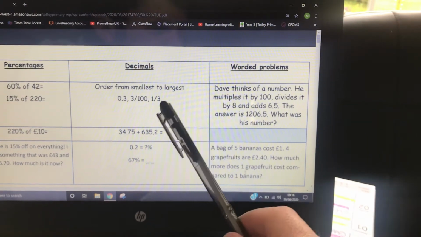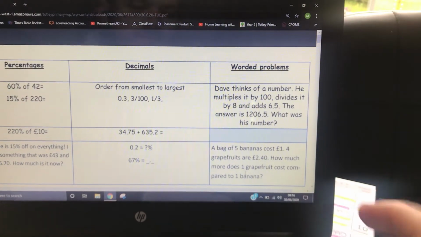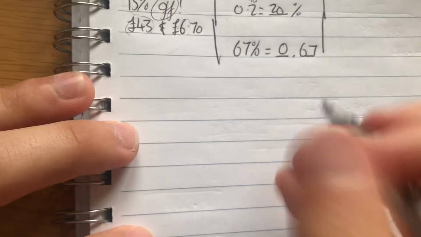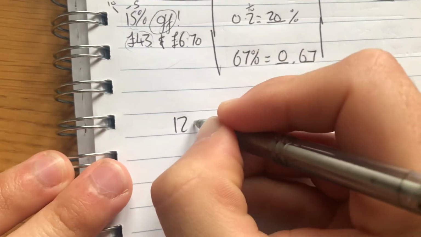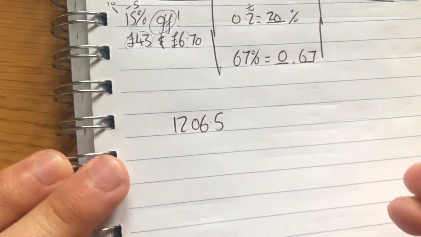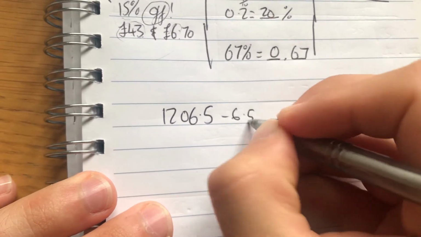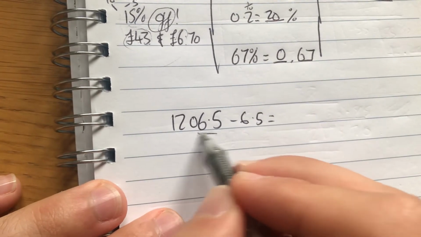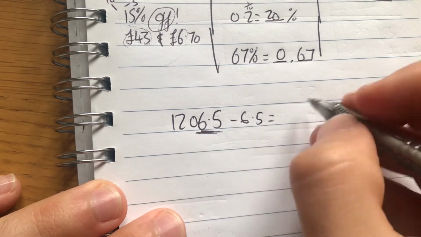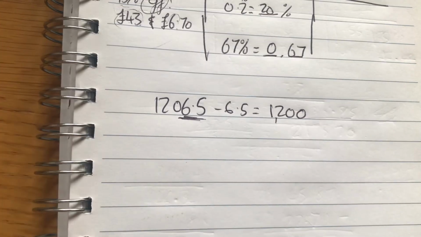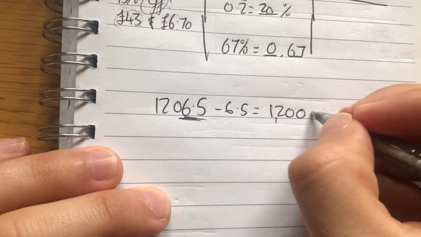So if you're going backwards, you're doing the inverse in maths. So we need to do everything backwards. So the first thing we need to do, and I'm going to do it on this bit here, is we're going to start on 1206.5. Now he adds 6.5, so we're going to take away 6.5. Now that can't be a coincidence that that's there. So that nice and easily makes 1200. Now the next thing he does is he divides it by 8. So we're going to multiply it by 8.